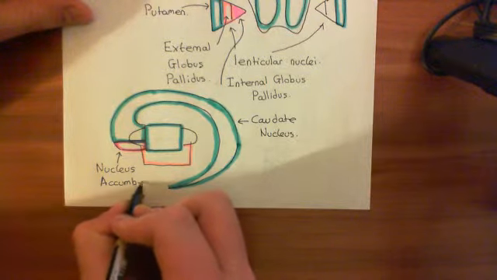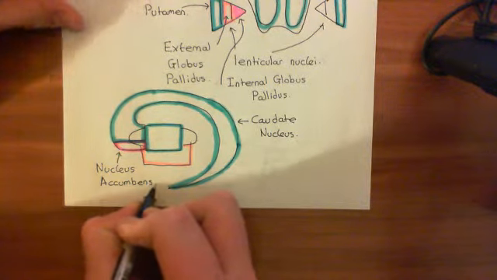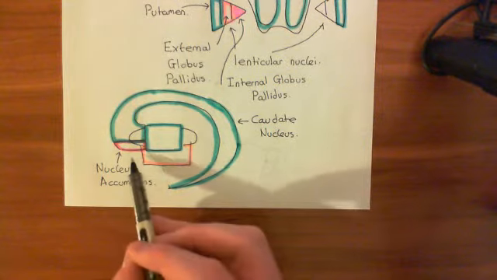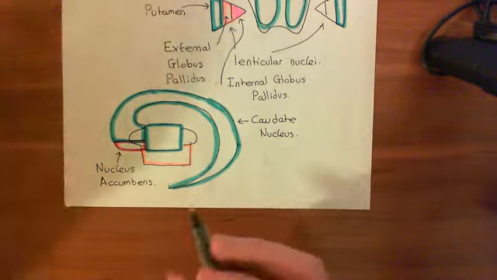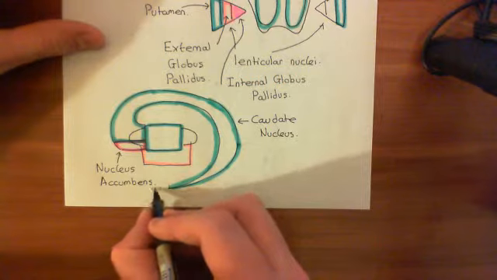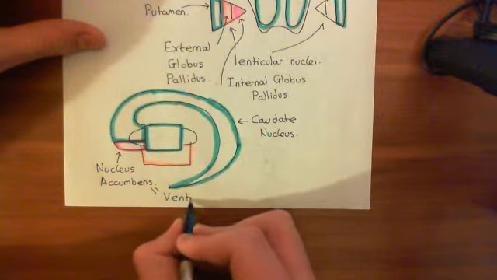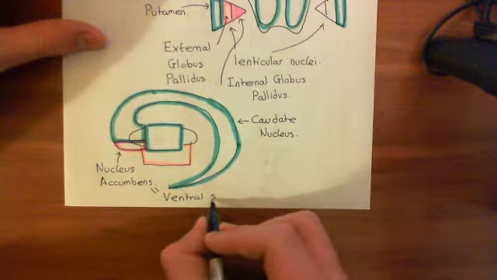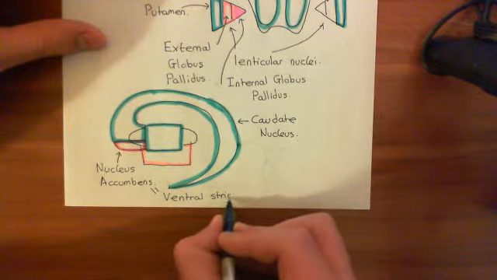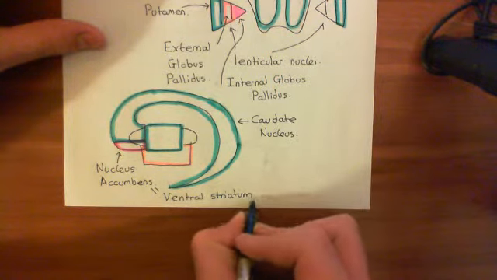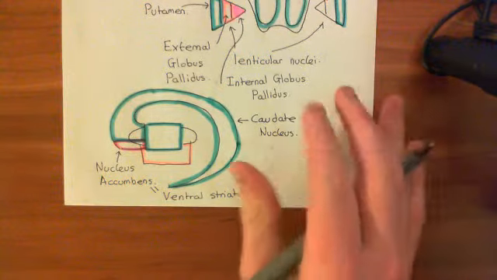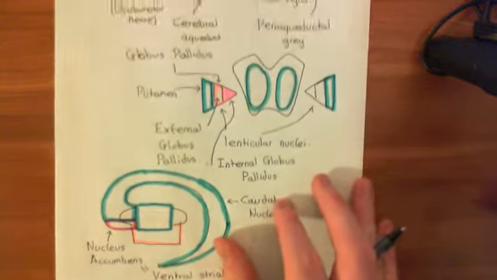Okay, so they are all referred to as the striatum. Now, the nucleus accumbens is often specifically referred to as the ventral striatum. So if you hear people talk about the ventral striatum, they mean generally the nucleus accumbens. Okay, right. So, I hope you understand where this thing is.